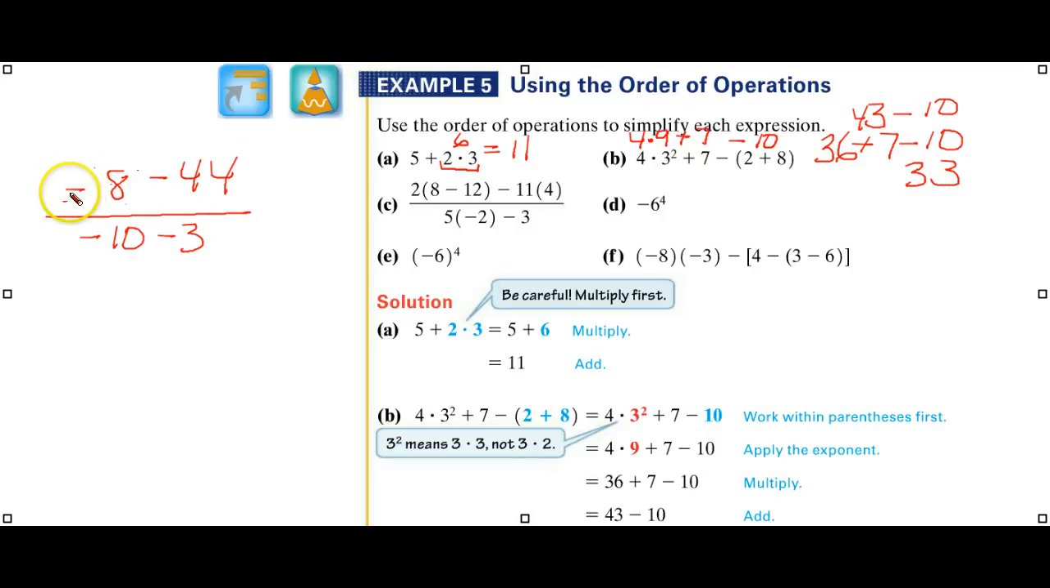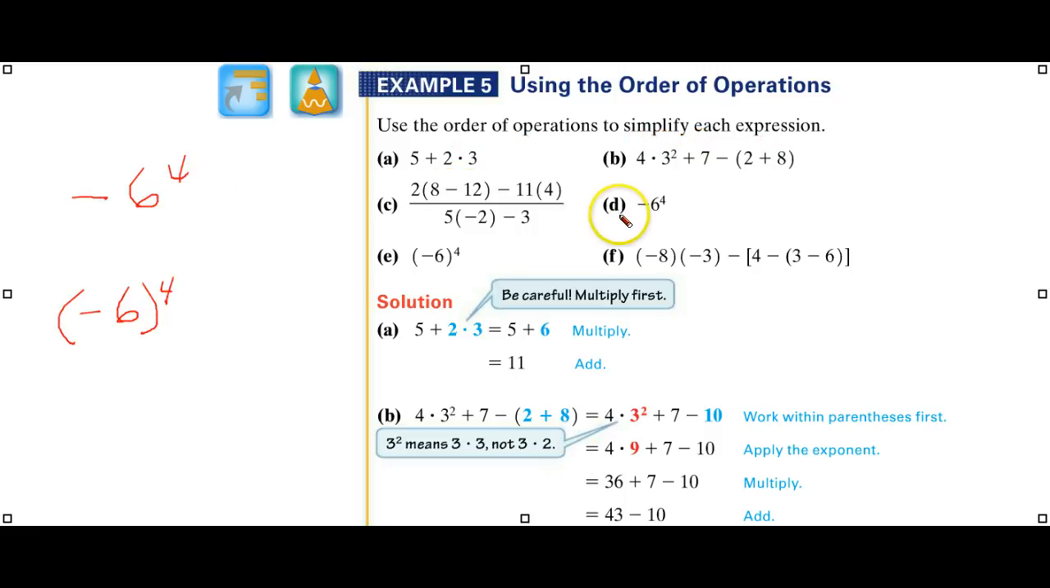So I now have a negative 8 and a negative 44. That's going to give me a negative 52 over a negative 13. Now a negative divided by a negative is a positive, and 13 goes into 52 evenly 4 times.